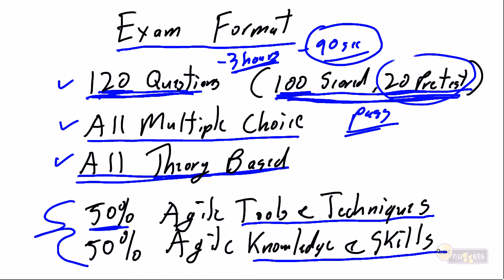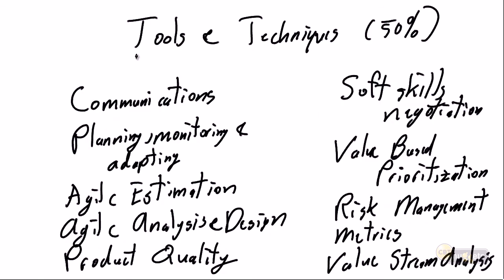We have 40 more nuggets in this series that's going to give you everything you need to know to understand the 50% tools and techniques and the 50% knowledge and skills. But as a bit of a preview to what's coming in those future nuggets in this series, tools and techniques, again, 50% of all of your questions, so 60 of your questions, are going to be related to how do we communicate in an agile way? How do we plan, monitor, and adapt in an agile way?